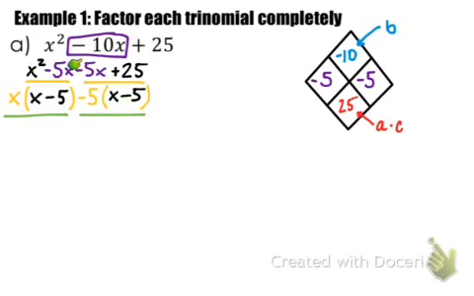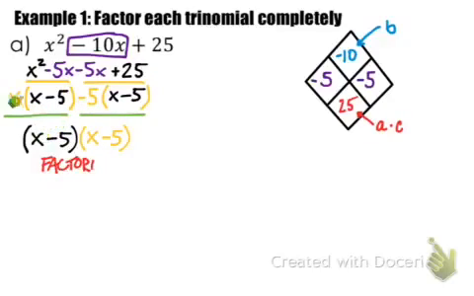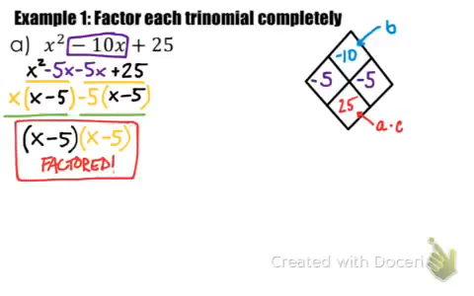So you're going to factor out the x minus 5 from both terms, and what you're left with is x minus 5. And this is what we call completely factored. And we'd be done.